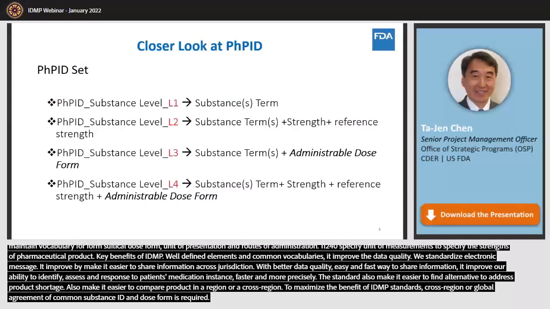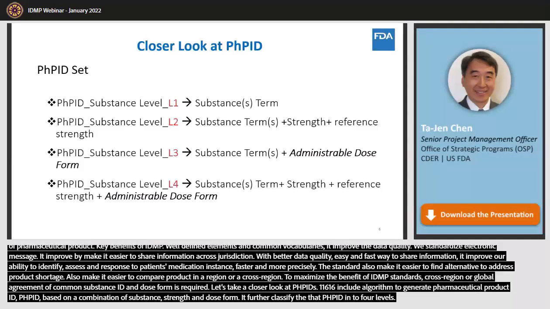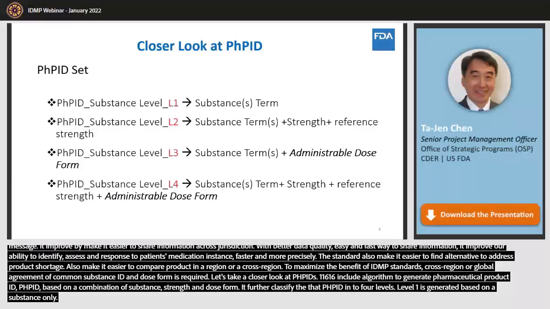Let's take a closer look at PHPIDs. 11616 includes an algorithm to generate pharmaceutical product ID, PHPID, based on a combination of substance, strength, and dose form. It further classifies the PHPID into 4 levels. Level 1 is generated based on substance only. Level 2 is substance and strength. Level 3, substance and administrable dose form. Level 4, being the most precise level, includes substance, strength, and dose form information.